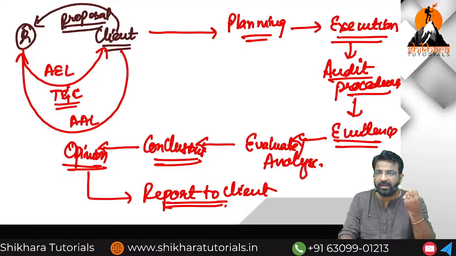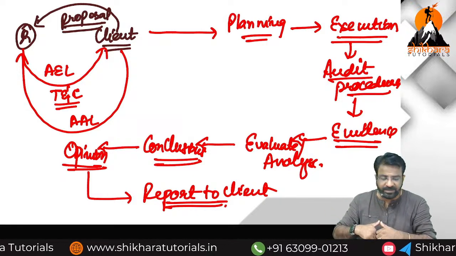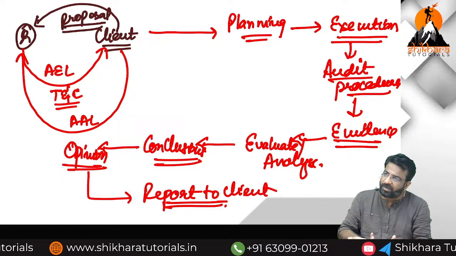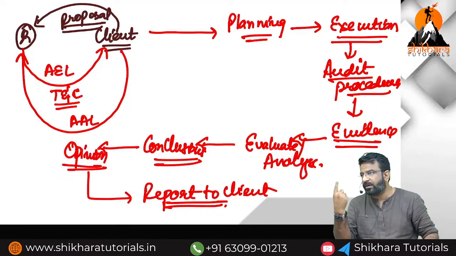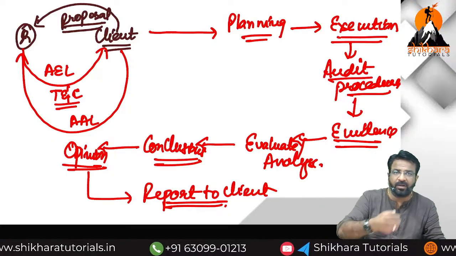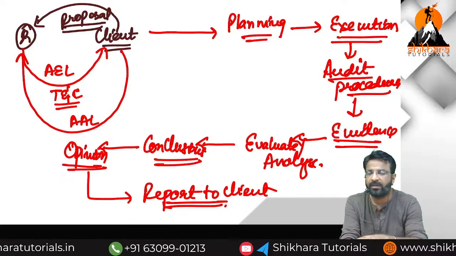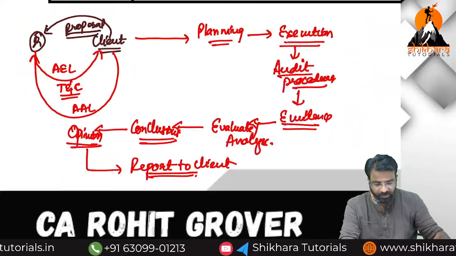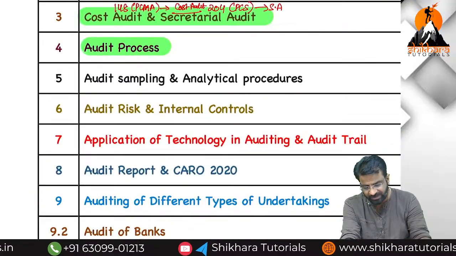You start collecting evidence. After collecting evidence, you will evaluate and analyze. After that, communicate. Oh, sorry, conclusions. From the conclusions you will reach one opinion, positive or negative. And that opinion you will give to your client orally or in written form, in the form of a report. That's how the audit takes place. This is what is known as the chapter called audit process.